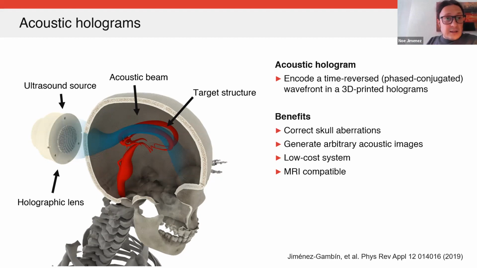And the other thing that this acoustic hologram can do for you is that it can encode all the time reversal information needed to correct the aberrations of the skull. So you can create very sharp and defined acoustic images, acoustic therapeutical targets, and compensate these skull aberrations using actually a very simple system, which is a low-cost system, which can be even MRI-compatible.